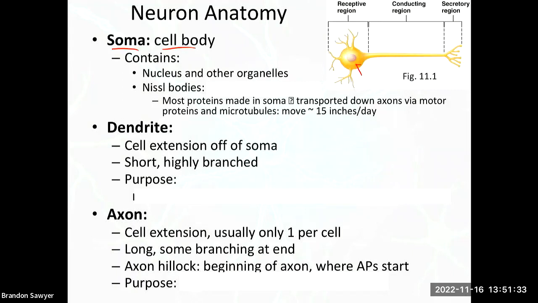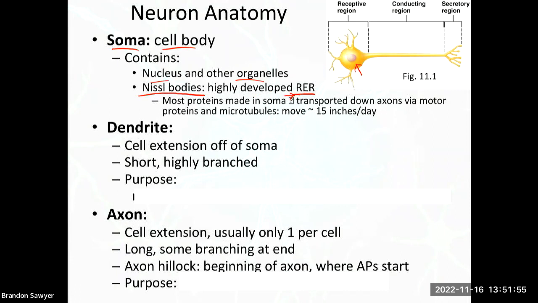All right, so we can see that here. That is the soma. This contains obviously the nucleus, all the other organelles that we would typically find in a cell. They have a very specialized rough endoplasmic reticulum, and that's known as the Nissl body or Nissl bodies that we find within neurons. Again, that little question mark is supposed to be an arrow, another one that I missed.